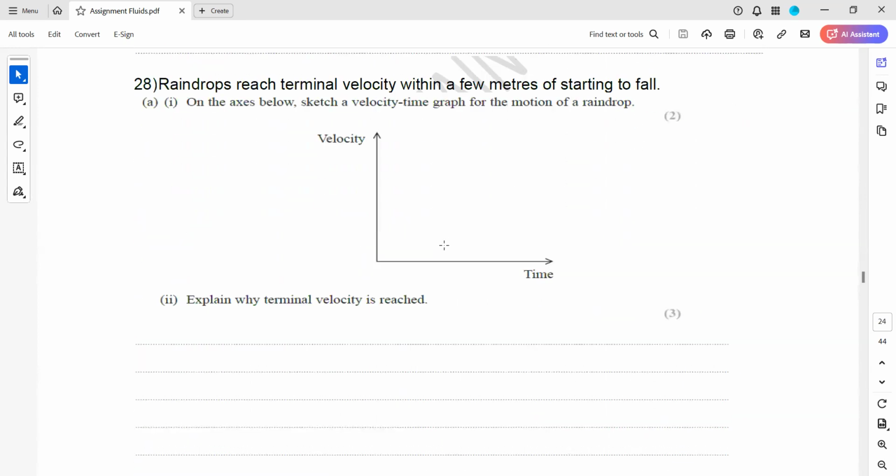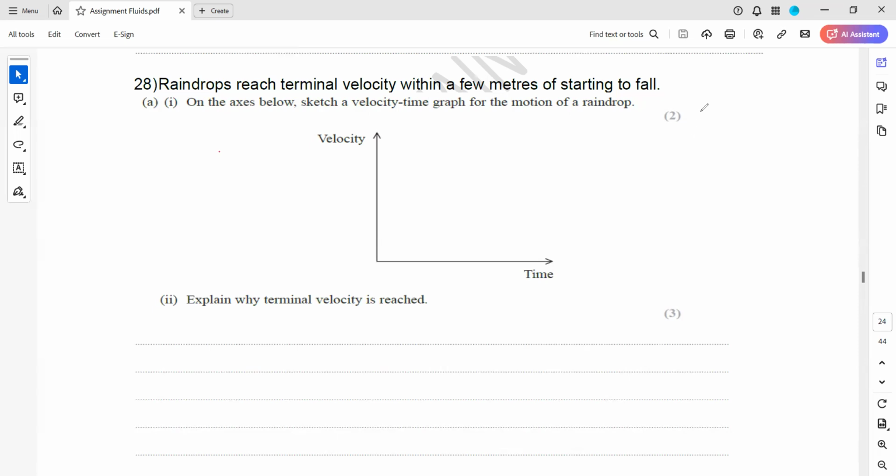Question 28: the raindrop reaches a terminal velocity within a few meters of a starting fall. On the axes below, sketch the velocity-time graph for the motion of a raindrop.